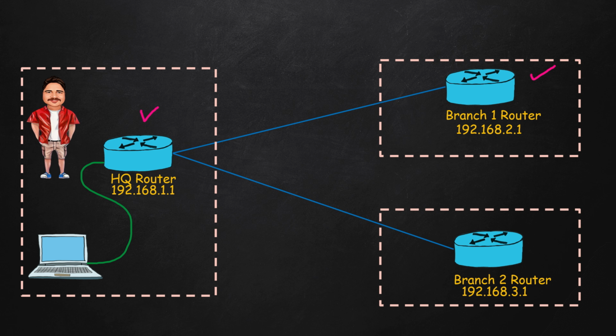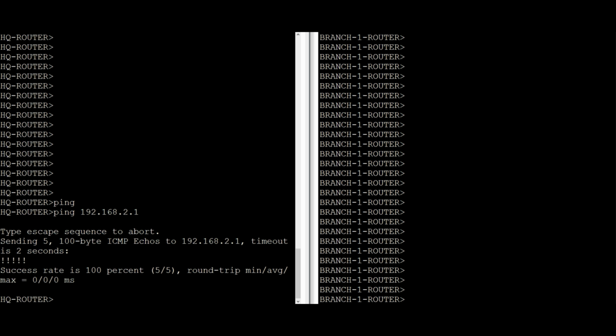Now we need to test the connectivity between the head office router and branch 1 router. In the same way, we need to test the connectivity between the head office router and branch 2 router. So first of all, go to the head office router and try to ping the branch office 1 router. So let me use the ping command, ping. Then what is the IP address of the branch 1 router? It is 192.168.2.1 and press enter. Now here we can see it is pinging. That means there is network connectivity to the branch 1 router.